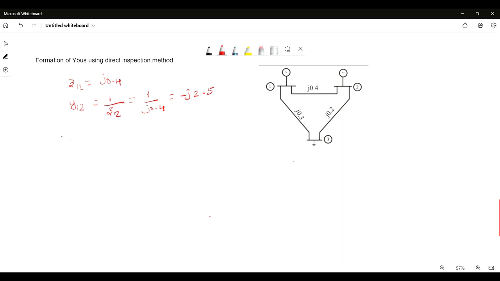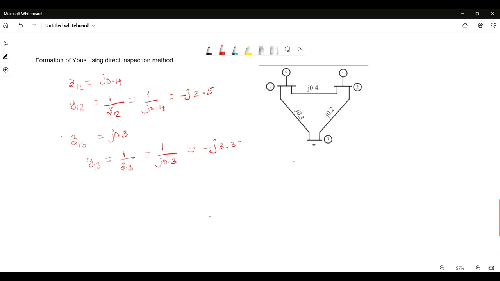Similarly, there is another branch from bus number 1 to bus number 3. The impedance value between bus 1 and 3 is j0.3, and y13 is equal to 1 divided by z13, which means 1 by j0.3, and this gives a value of around minus j3.33.